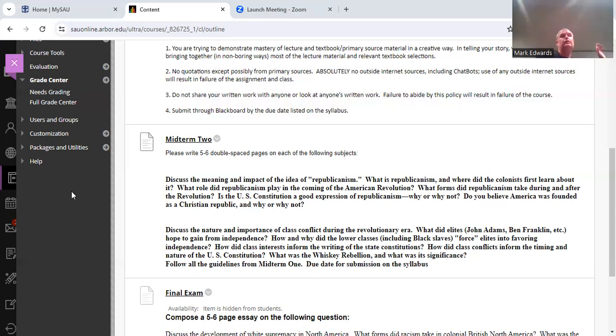Chat can write an essay on republicanism. Probably not going to be very good. It's probably going to contain a lot of information that is not from lecture, probably will not contain a lot of information that is in lecture. So, I wouldn't rely upon chat too much.